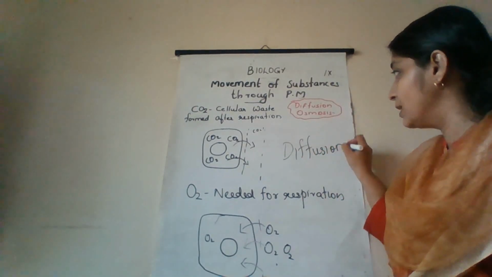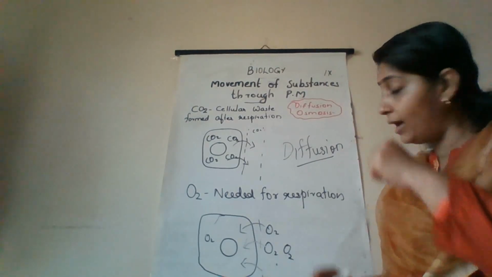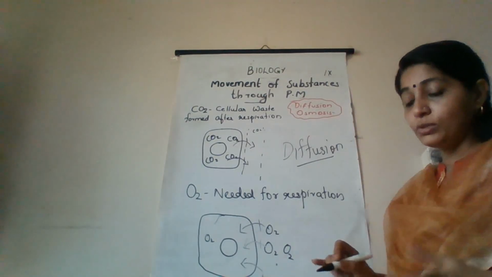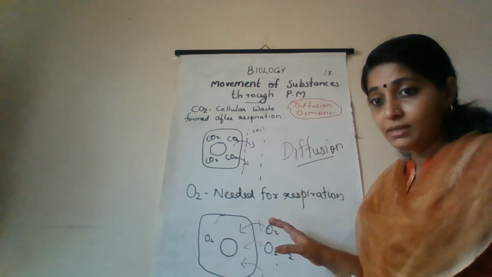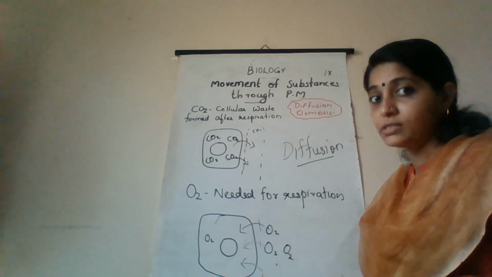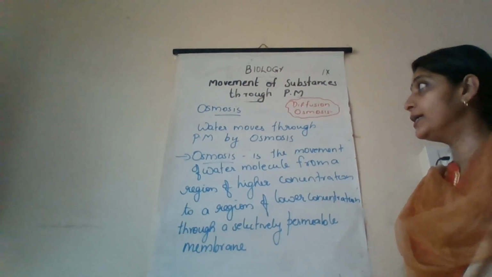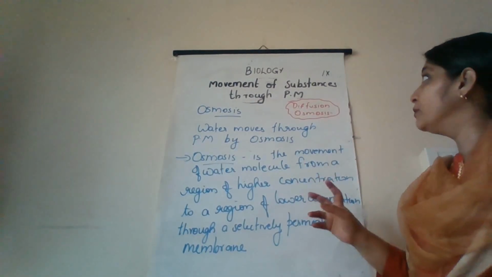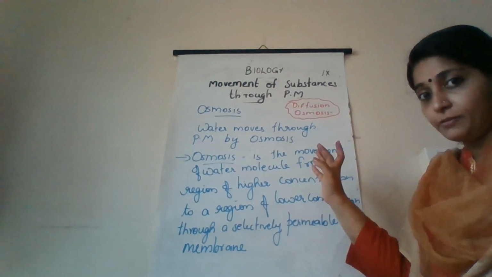Diffusion is the process that helps in the exchange of gases like carbon dioxide and oxygen through the plasma membrane. So diffusion happens through the plasma membrane and helps in the transport or movement of gases like carbon dioxide and oxygen. We studied one method through which the movement of substances takes place through the plasma membrane, which is diffusion. We studied the definition of diffusion.